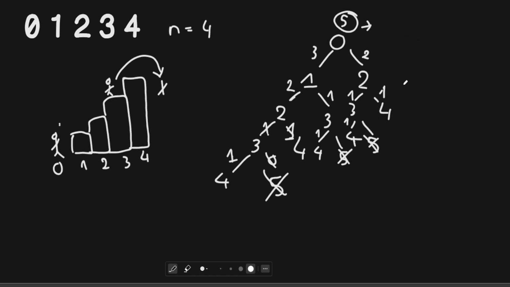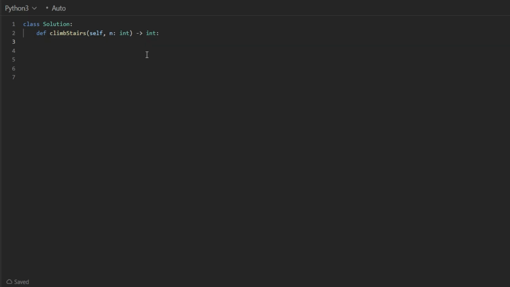And the way you're gonna write your code with a decision tree is always gonna be recursive. So let me jump right into the coding part for you. We're gonna do the 2 choices, so I'm gonna do recursive.